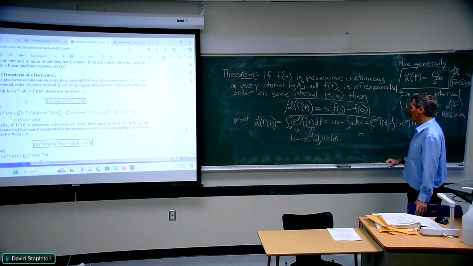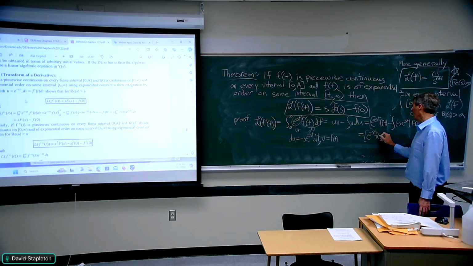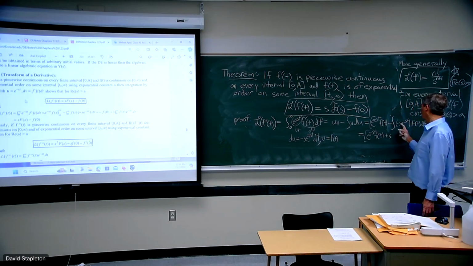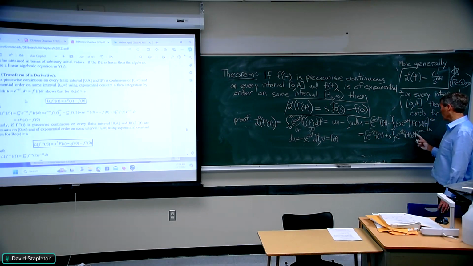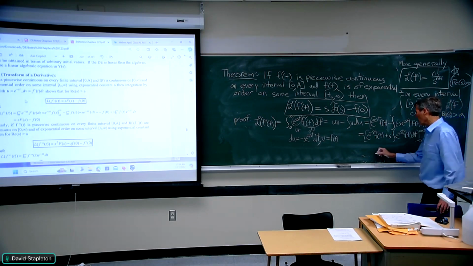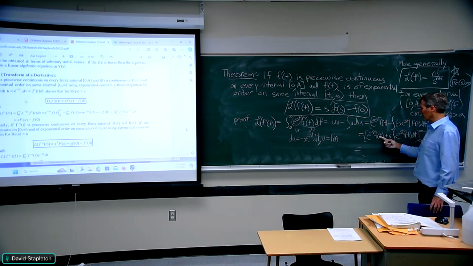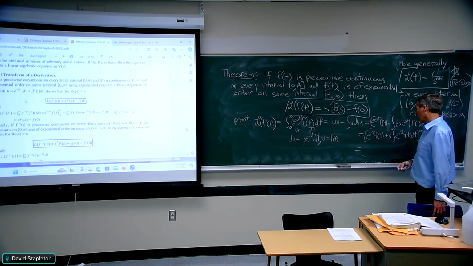Well, what's that? This is e to the minus st f of t. Minus and minus is plus, and the s can come out because we're integrating with respect to t. S times the integral of e to the minus st f of t dt, again from 0 to infinity. But wait a minute, what's this? If I take this integral from 0 to infinity, that's just the Laplace transform, right? And this one at infinity, if f doesn't grow faster than exponential order, it'll be overpowered by e to the minus st, and so this will go to 0 at infinity.